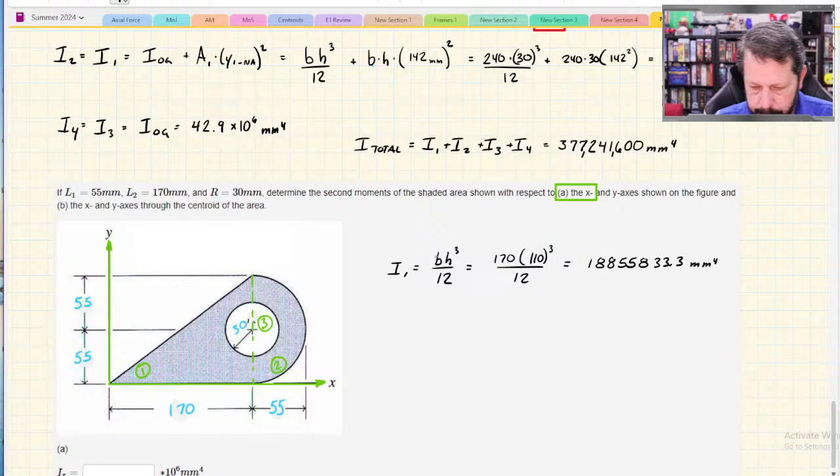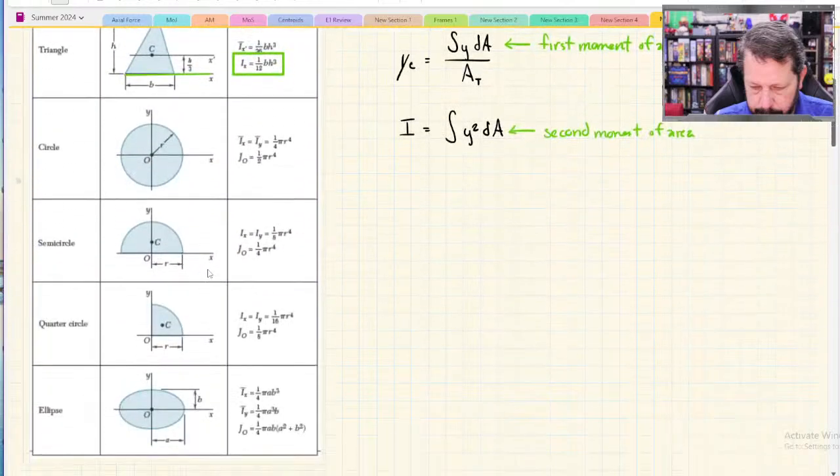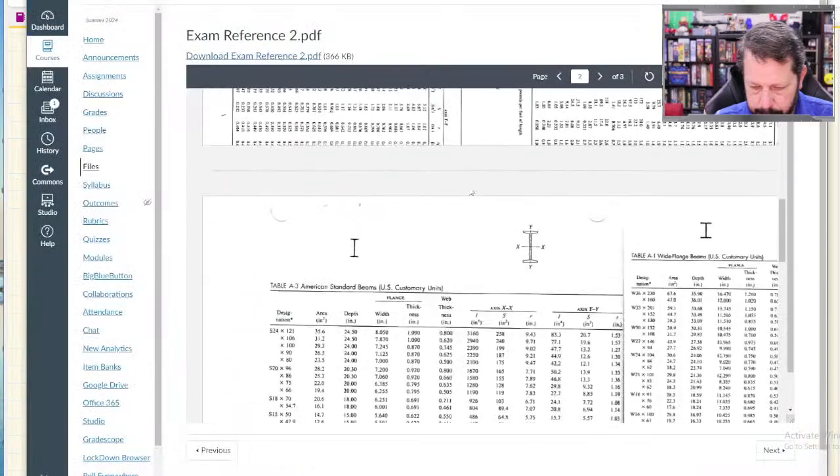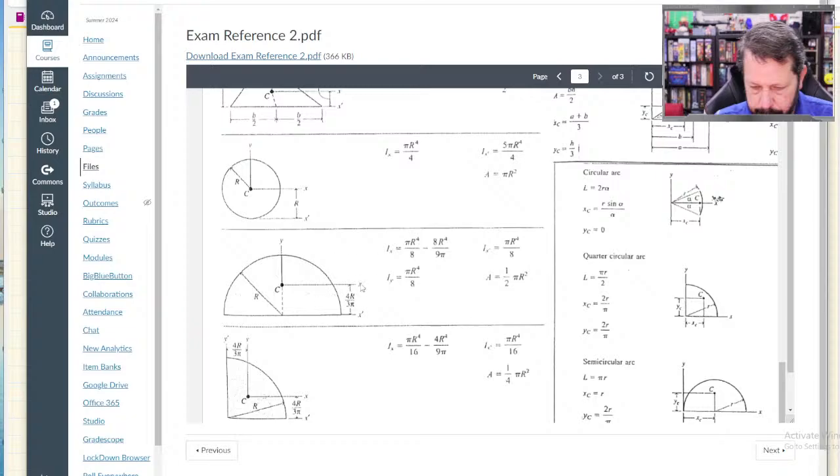Let's see if we get that lucky with the half circle. So let's go find our chart. There is a half circle. Actually, they don't even give us a moment of inertia for a circle that way. We're going to have to look at a different chart. So we do have a half circle here, but they only give us the moment of inertia of this circle about that bottom, the diameter. And we need one in the other direction. So we need another chart. Let's go to our exam reference and see if we can find moments of plane areas. Let's see. There we go. We need this one.